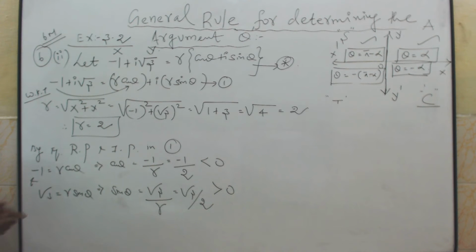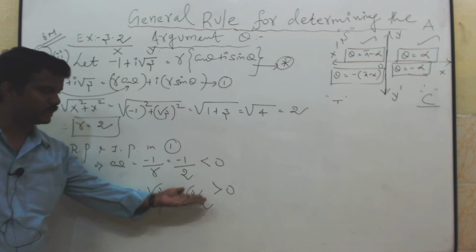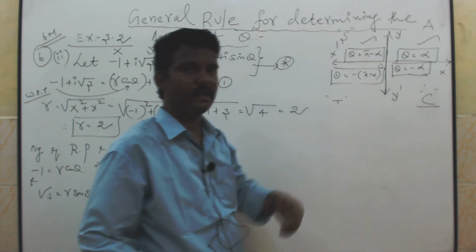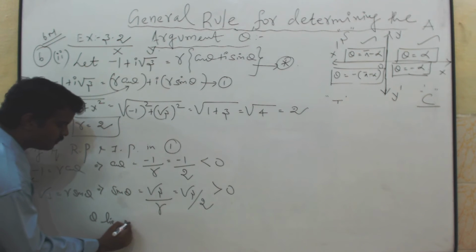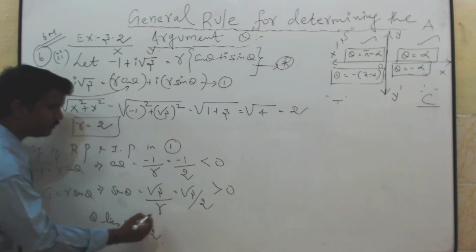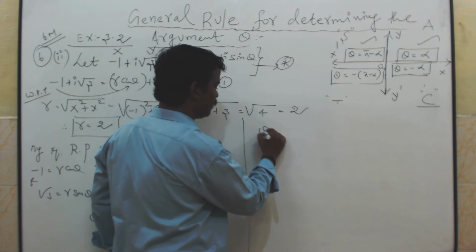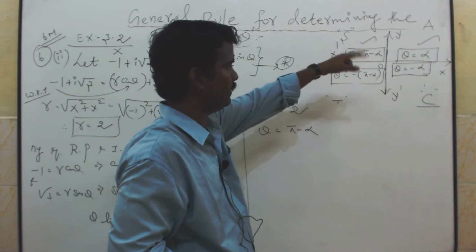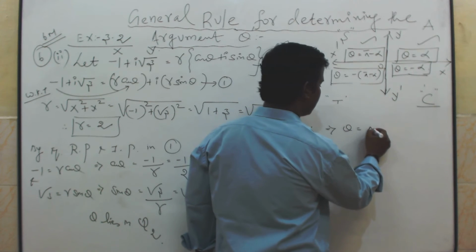Now here you have to decide. Cos theta is negative and sin theta is positive. Sin positive, cos negative. Theta? Theta lies in second quadrant. Theta lies in Q2. So what is the format? If theta lies in Q2, it is pi minus alpha. See the board. We have given a chart, right? According to that, theta is pi minus alpha.